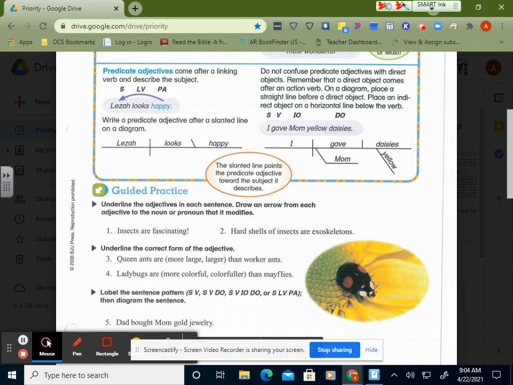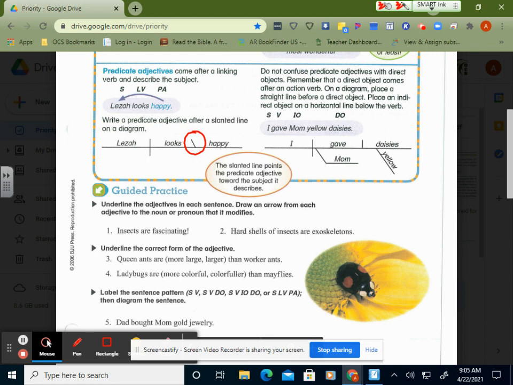Reminder, how do we write predicate adjectives on a diagram? The slanted line. They go on the main line with the subject and verb. They don't go under it. And they go with that slanted line, whereas the direct object has the straight line. So here's a predicate adjective. Lisa looks happy. The slanted line points the predicate adjective toward the subject that it describes.